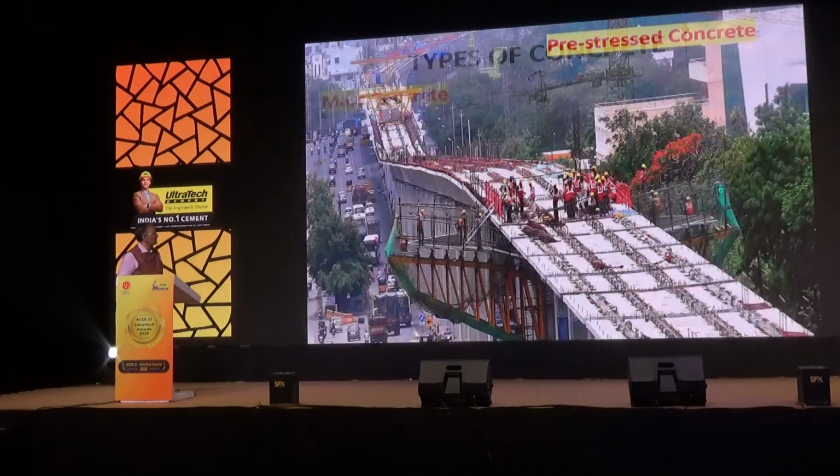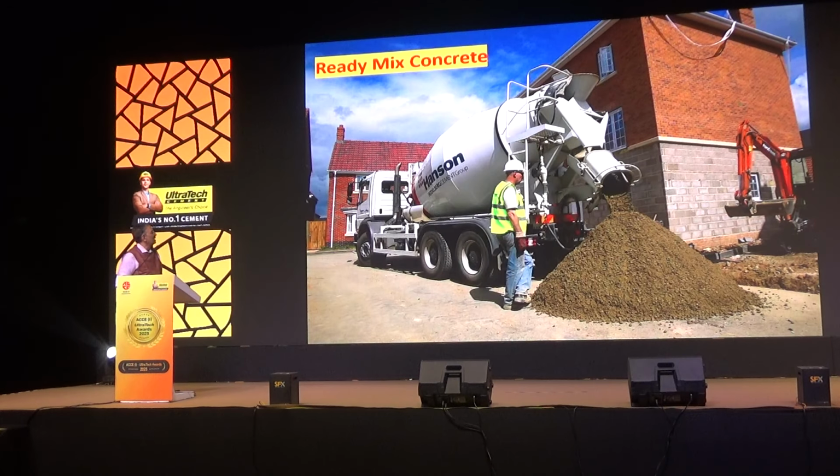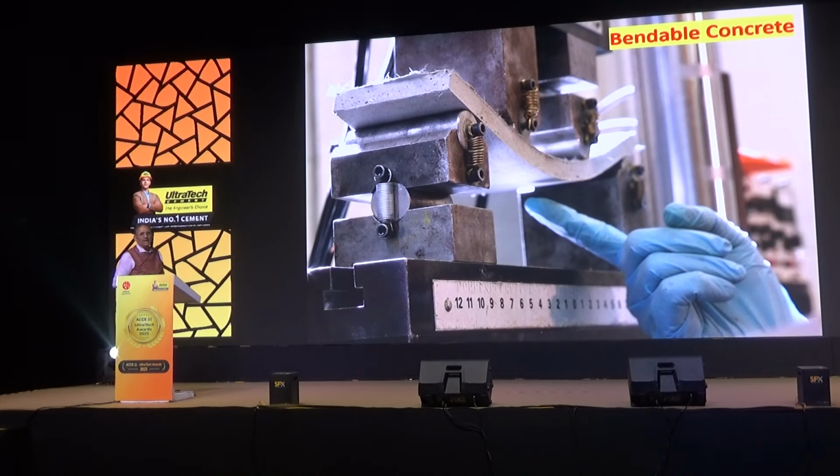Some of the photos I'll show. Mass concrete, pre-stressed, precast, and ready-mix concrete, and pumped concrete. And this is the high-performance concrete. You can see the thickness of the wall is 25 mm here. And this is the bendable concrete.